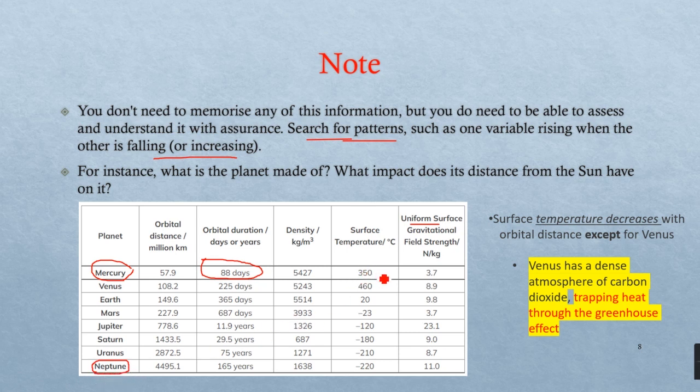And then we can also talk about the surface temperature. So we know the closer we are to the sun, the hotter the surface temperature, and the further away from the sun, of course, the colder the planet would be. Except if you make an observation at Venus, you can see it exceeds the surface temperature of Mercury, even though it's further from the sun than Mercury. And that is because of the trapped carbon dioxide in its atmosphere, which makes it a greenhouse planet, so it traps more heat than the other planets.